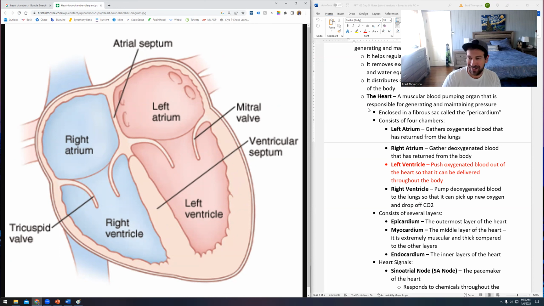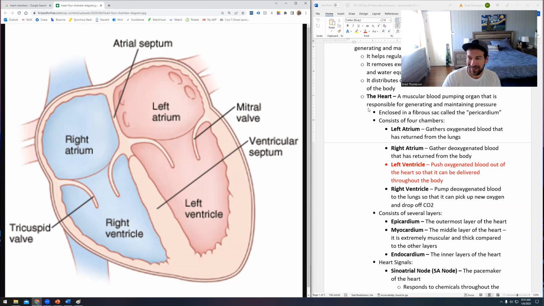These atriums are in charge of gathering blood that has returned to the heart, okay? So I can say my right atrium gathers blood that has returned to the heart, okay? And then I can do the same thing over here. We're going to say the left atrium gathers blood that has returned to the heart. Now, that's not super helpful, right? Those definitions are the same. So what's the deal?